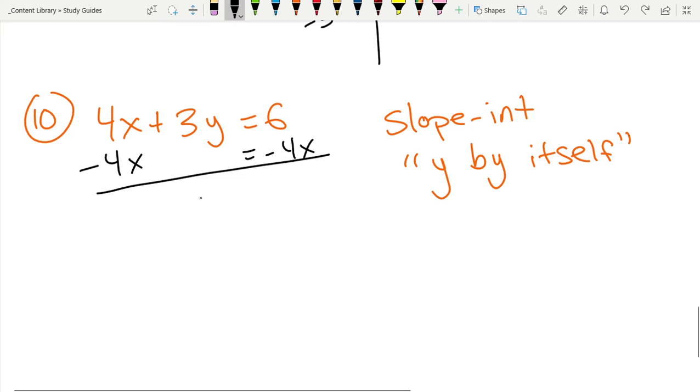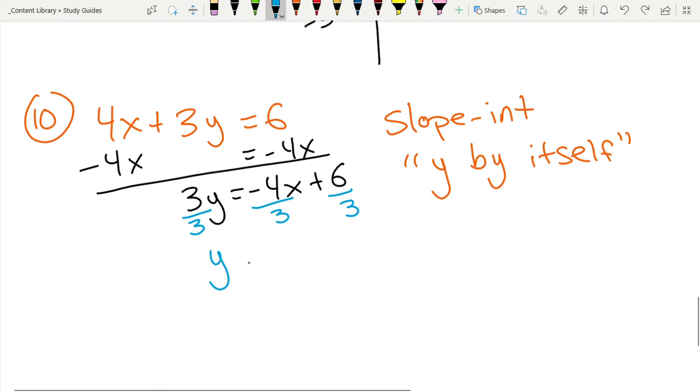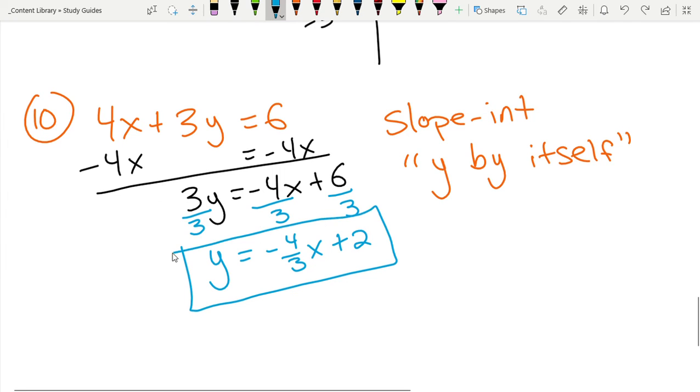So now I have 3y is equal to negative 4x plus 6. Now I've got this 3, which is multiplying. So to undo multiplication, we do the opposite, which is division. So we divide both sides by 3. Negative 4 divided by 3 can't do it, so we leave it as an improper fraction. And 6 divided by 3 gives us a positive 2. The y is by itself, so I'm in slope-intercept form.